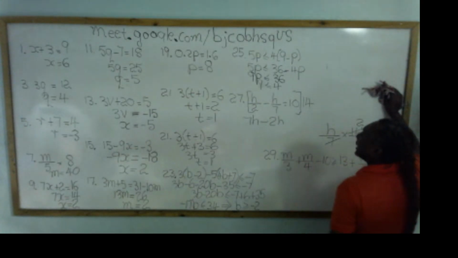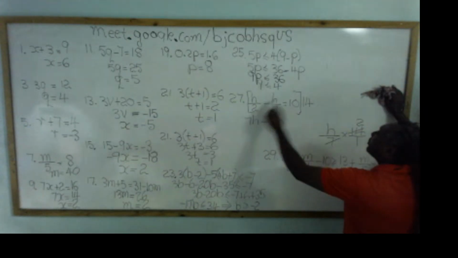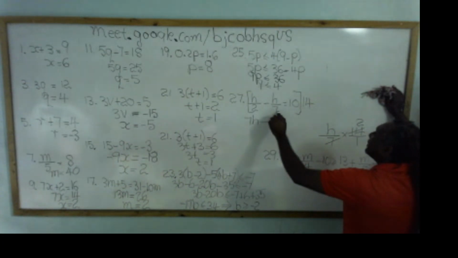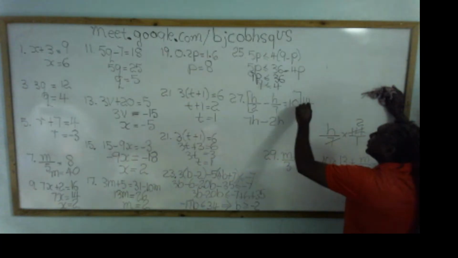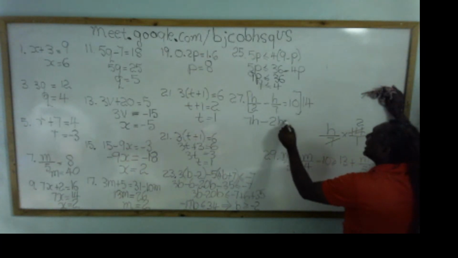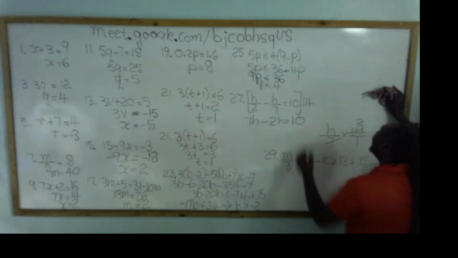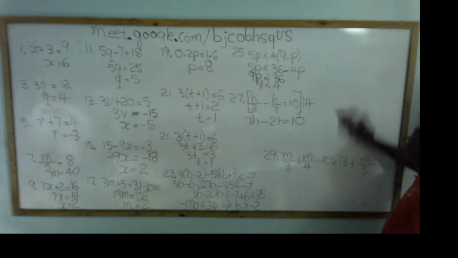So you can do it on the spot by saying 2 into 14 is 7. 7 times h is 7h. 7 into 14 is 2. 2 times h is 2h, and that is equal to 10. I'm going to write it as 10. And you tell me what's wrong right there.